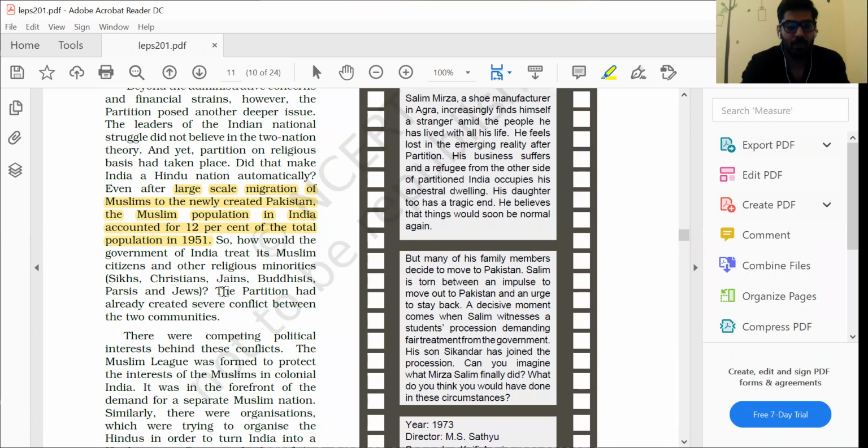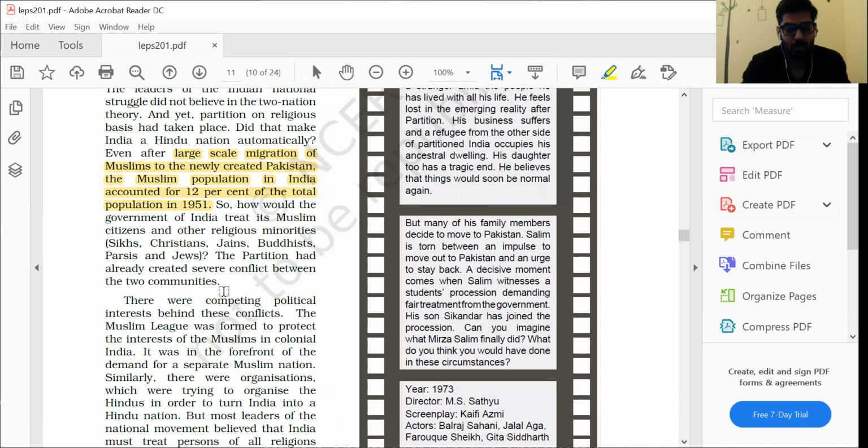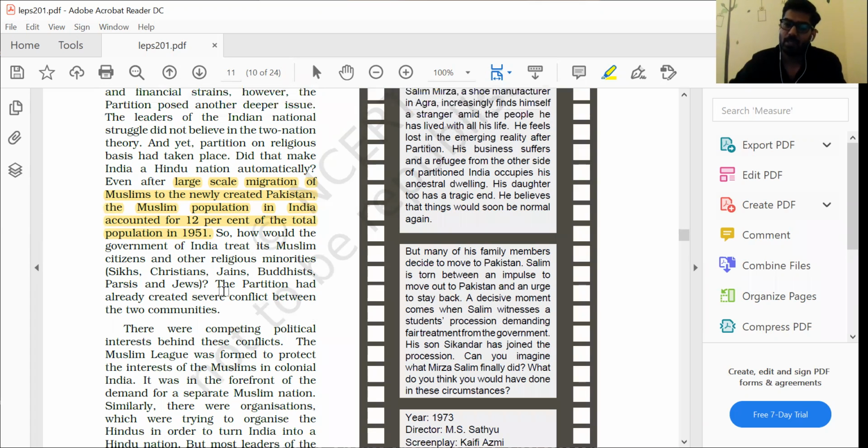So there were competing political interests behind this conflict. Pakistan became, in fact, Pakistan remains the first Islamic republic of the world. So would India be a Hindu nation? And if that was the case, what would happen to the Christians and the Muslims and the other minorities living here? So it was decided by the constitution makers and the prominent leaders of those times in Congress that no, we will not be a religious country. We will not be a religious theocracy.